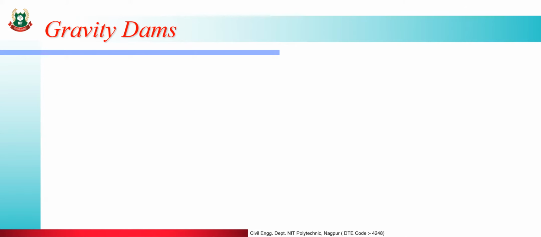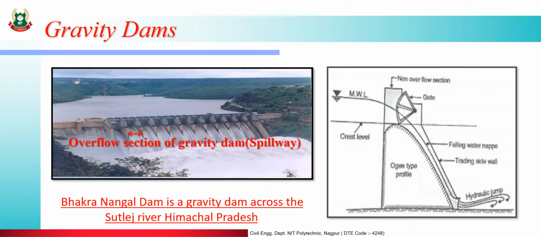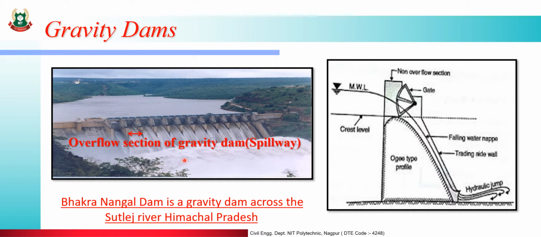Now, in a gravity dam, see the pictures. This is a gravity dam and this section is the overflow section of the gravity dam, known as spillway. This is the Bhakra Nangal Dam, a gravity dam across the Satluj river in Himachal Pradesh, and this is the cross section of the Ogee type spillway.